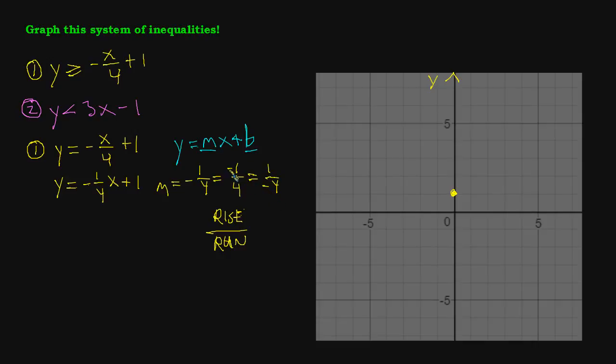I'm going to rise negative 1 and run 4. So I'm going to rise from the y-intercept negative 1, and then I'm going to run or go to the right positive 1, 2, 3, 4. And I'm going to go ahead and put a dot.